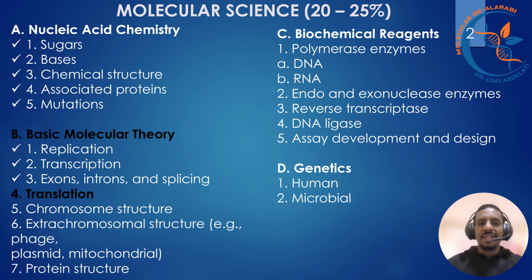The molecular science part is divided into four sections: nucleic acid chemistry, basic molecular theory, biochemical reagents, and genetics, which together make up 20 to 25% of the total molecular biology ASCP exam. In our previous lectures, we covered all MCQs related to nucleic acid chemistry. We then moved on to the basic molecular theory section and completed the replication parts, transcription parts, exon, intron, and splicing part. Now we'll delve into the translation section.